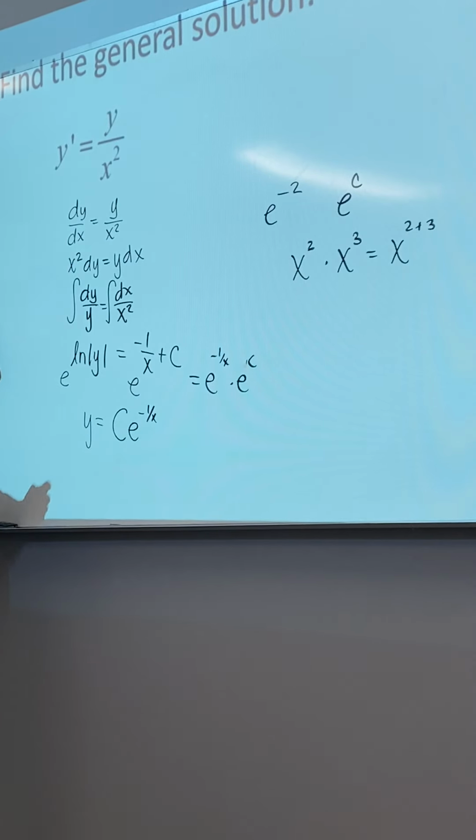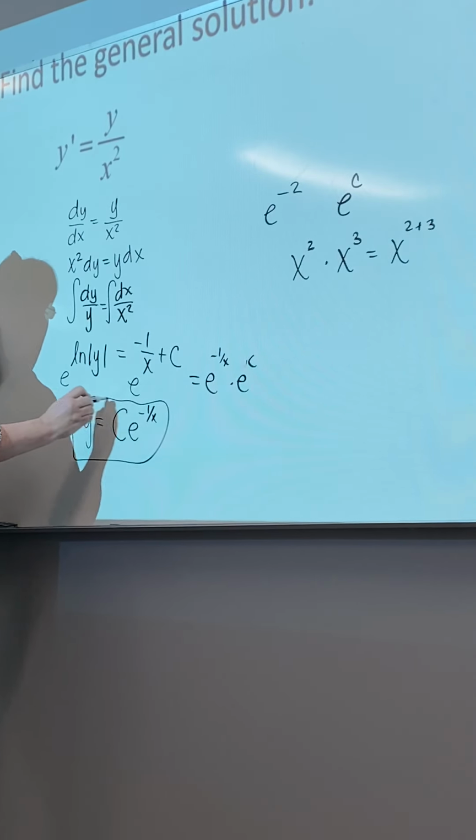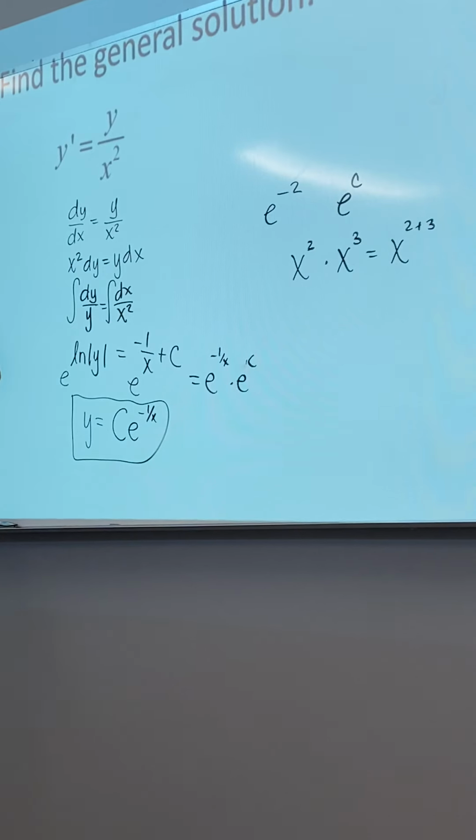Are none of the other ones the answer? No. On a free response, would we have to go all the way to that? Yes. If it asks for what y is, they're going to ask you to solve for y most of the time. But would we be able to leave it as e to the negative 1 over x plus c? I'm not saying that in a free response, having y equals e to the negative 1 over x plus c is incorrect.